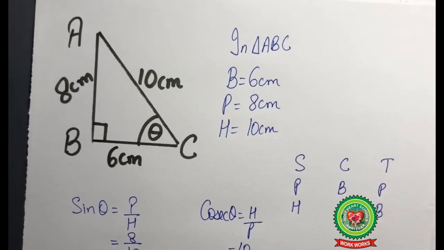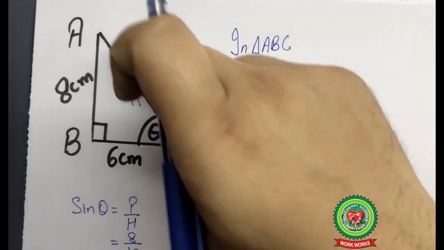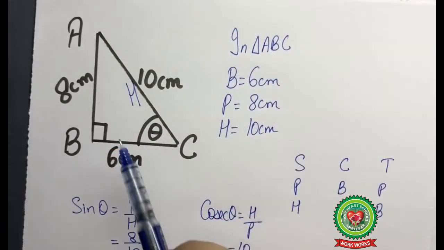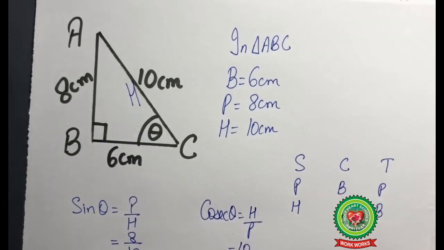In our previous video, we have discussed how we are going to identify base, perpendicular and hypotenuse with a reference angle. Now we will identify that one. Which was the side opposite to 90 degree? The side opposite to 90 degree is the hypotenuse. So here AC is the side which is opposite to 90 degree, so AC will be the hypotenuse.